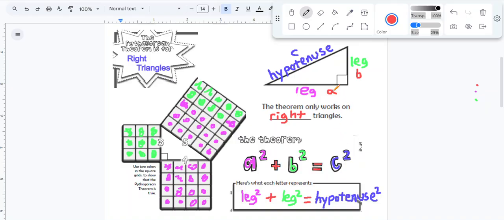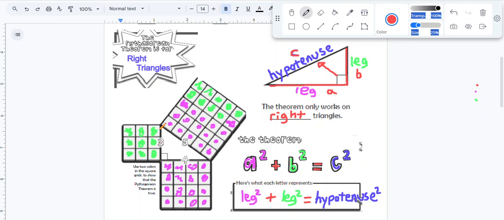Well, the legs of a right triangle are the sides that touch the right angle. They make up the right angle. Those are the legs. That's our A and B. All right, the hypotenuse, C, is always across from the right angle. The diagonal, that is C, that's our hypotenuse.